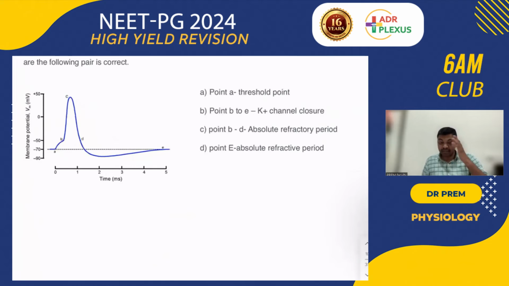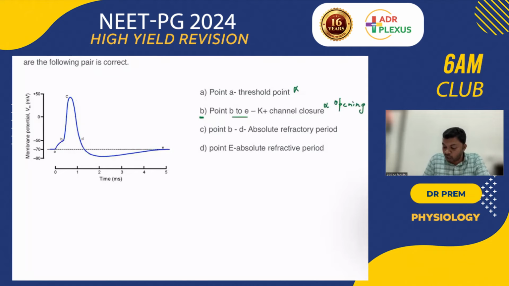The same question, but again in a different manner. Point A is threshold? No way. Point A is not a threshold point. And point B, isn't it? Option B, I'm sorry. Option B, which is nothing but point B to E, which means from point B all the way to point E, this is going to be potassium channel closure? Never. This is going to be potassium channel opening.